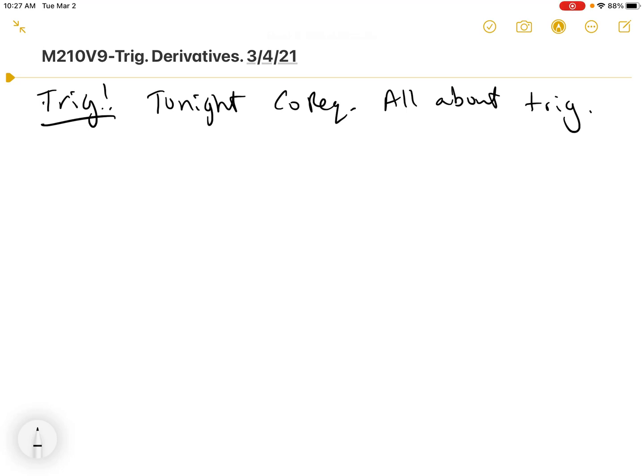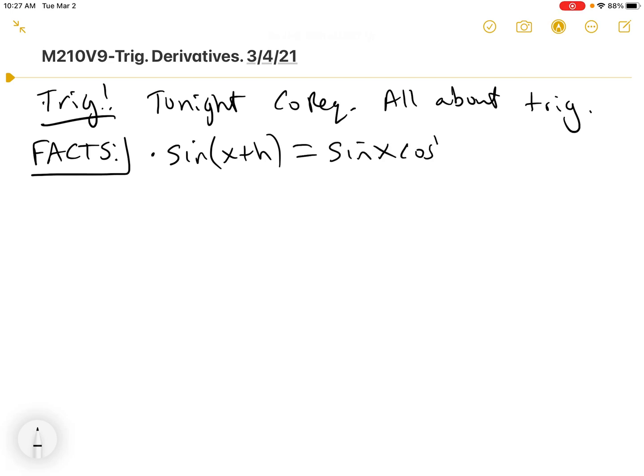So here we go. I'm going to write down a few facts here that I need. And they're facts I'm going to use in the proofs of two derivatives. And later on, if I have to, I'll prove them. We'll just take these as facts. Two of them are from the past. So if you have the sine of x plus h, this is equal to sine x cosine h plus cosine x sine h. All right, that was one of those trig identities.